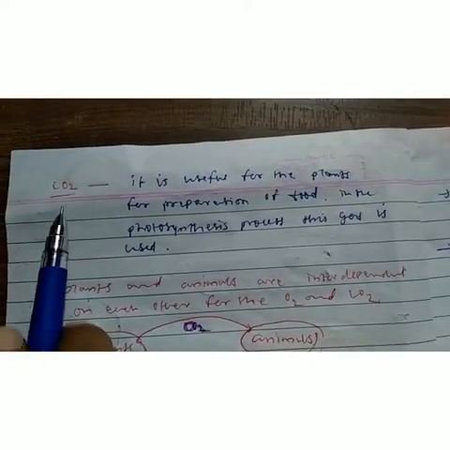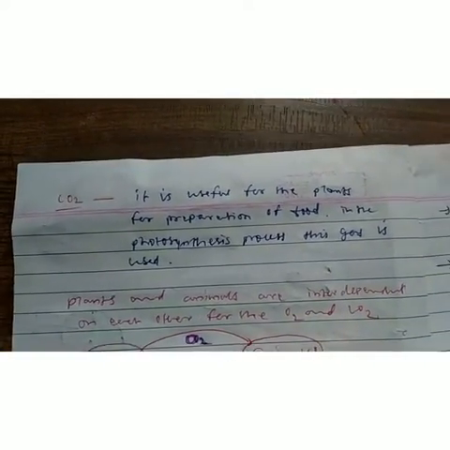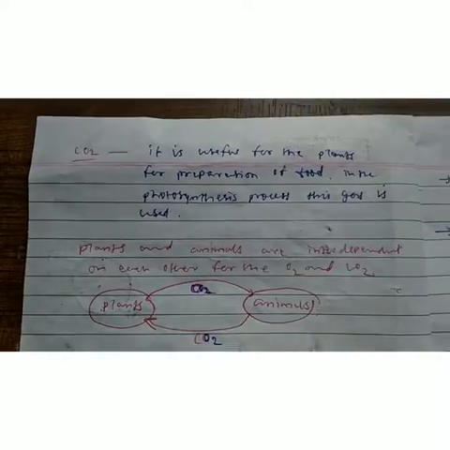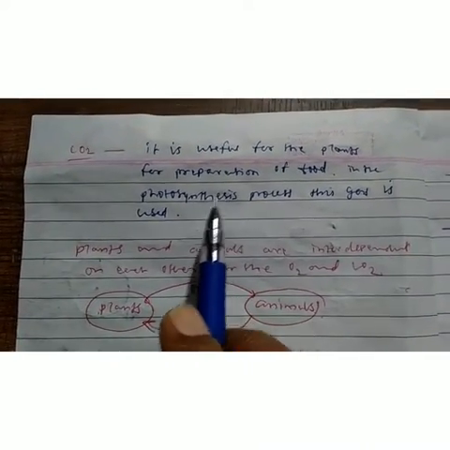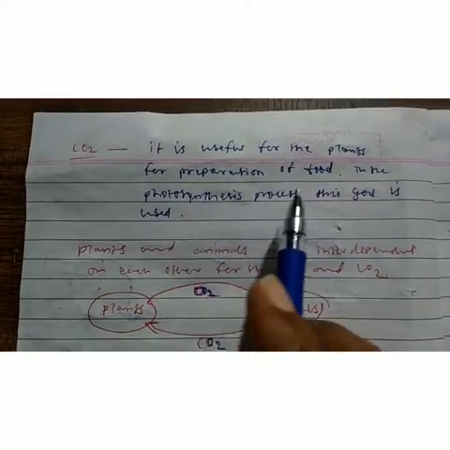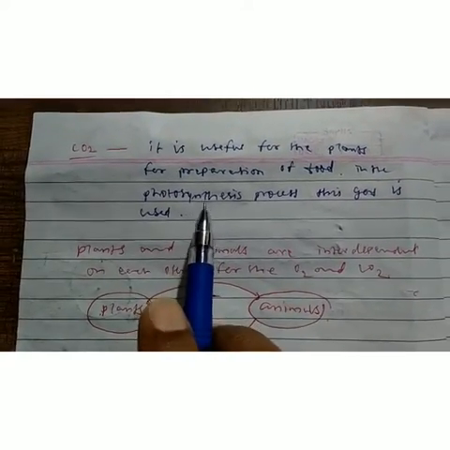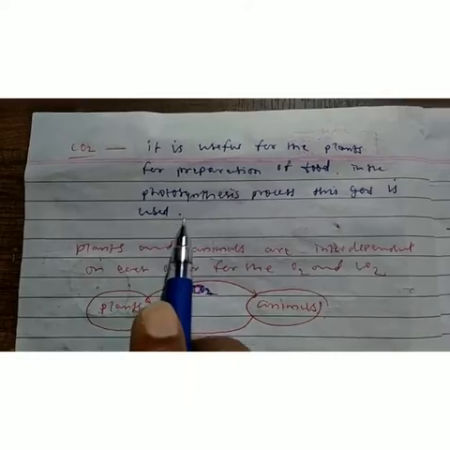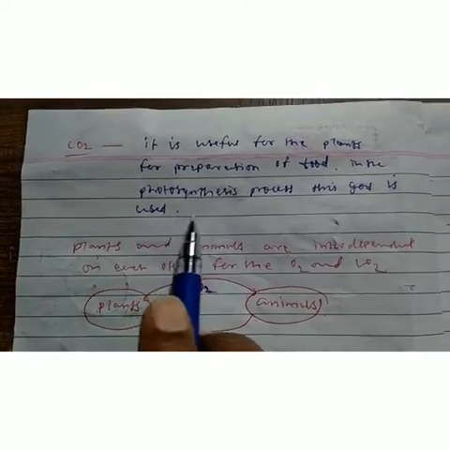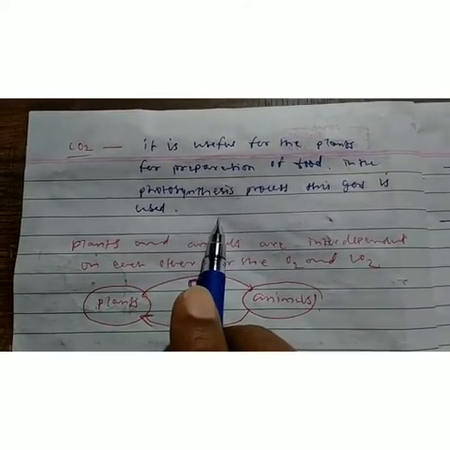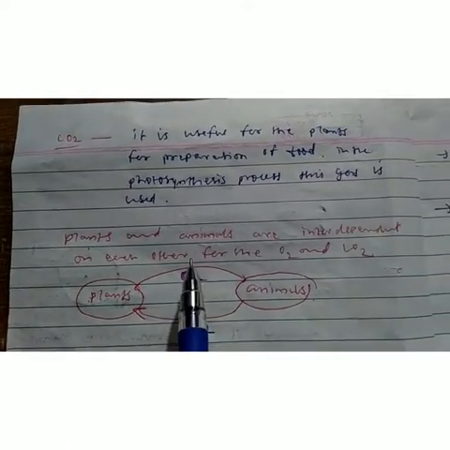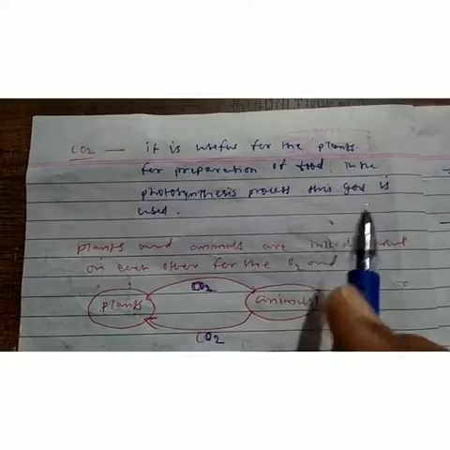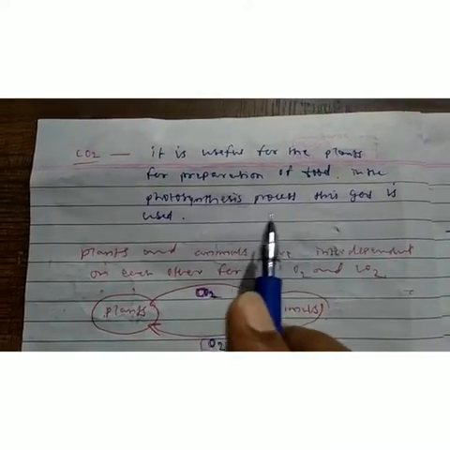Now we come to the point, carbon dioxide. Carbon dioxide is also a very useful gas, for the plants, because the plants prepare the food. That is the photosynthesis process. In the photosynthesis process, plants receive the carbon dioxide from the air. They take the water from the roots, and water and carbon dioxide mix with each other in the presence of sunlight, and after that the plants prepare the glucose or the carbohydrate. That is the photosynthesis process.